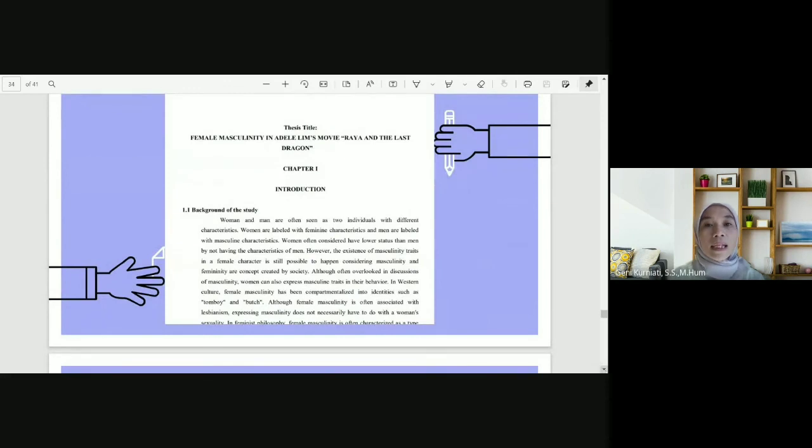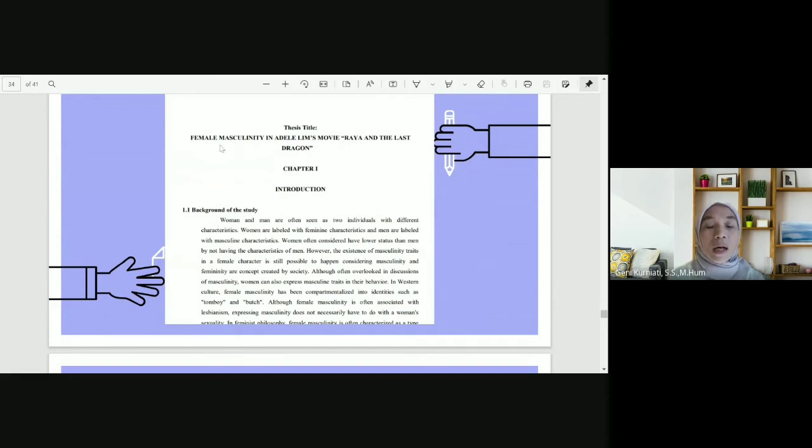Female Masculinity in the Disney movie Raya and the Last Dragon. For this title, let's take a look. You have "female." That's the technical term. What does it mean, female? Are you going to analyze a female in this Raya and the Last Dragon movie? That's even beyond general. And then "female masculinity," what does it mean? So this is contradictory. I think this technical term is inappropriate.